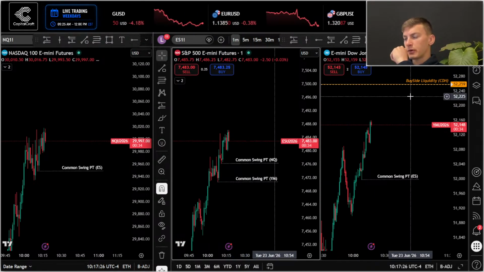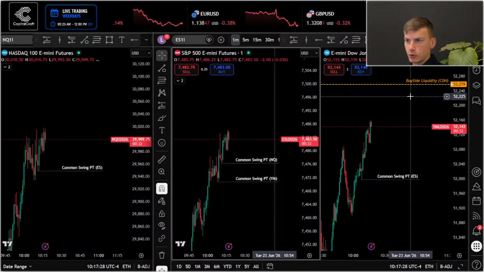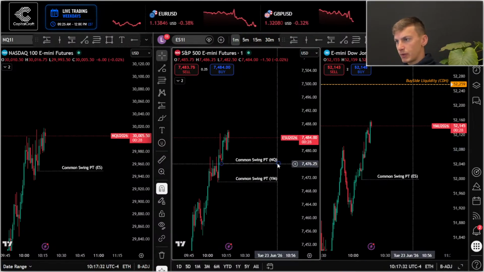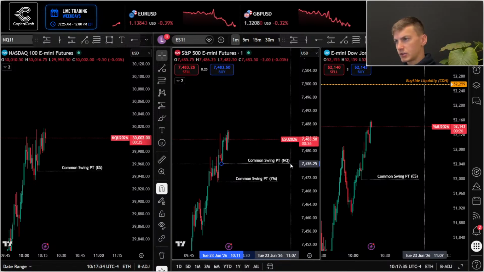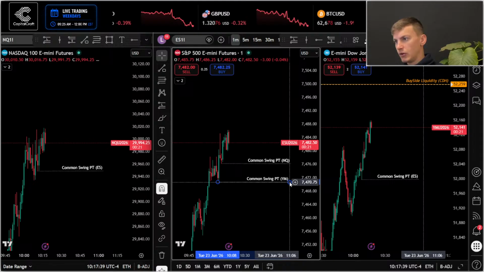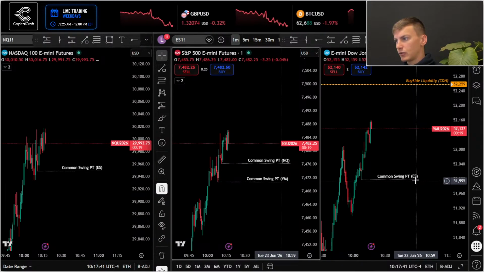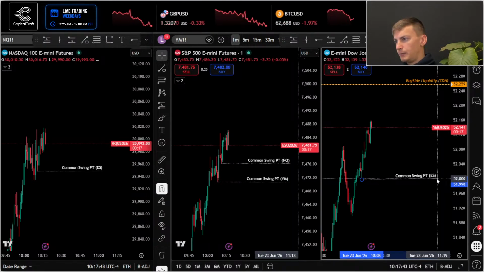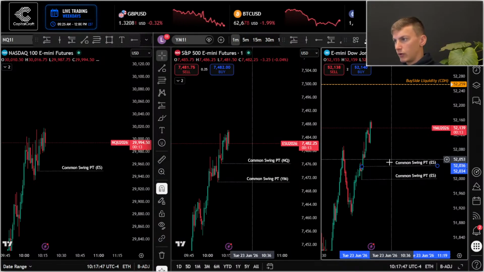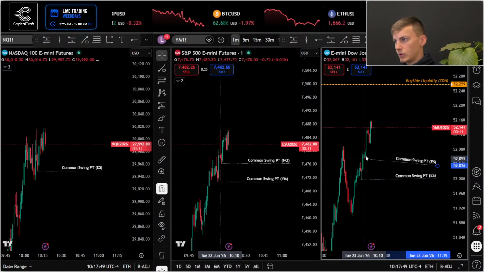Okay, so the Dow is probably going to hit its buy side liquidity first. So with that, let's see what price can do here. I'm just going to go ahead and expand these common swing highs, swing lows. Once again, I need to see a liquidity raid beneath one of these levels. So with that in mind, we're going to plot another key swing point here.